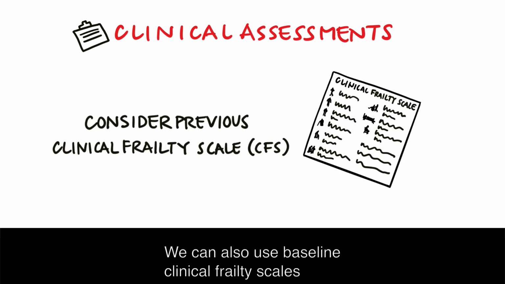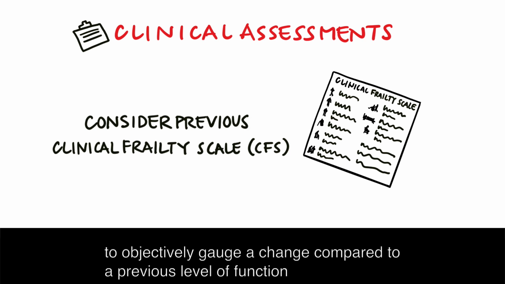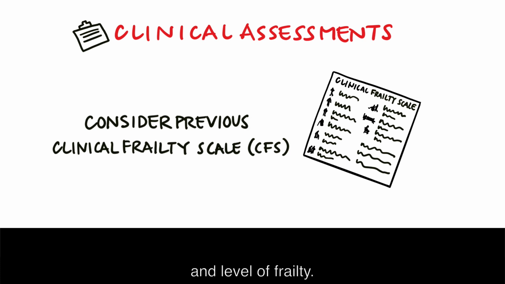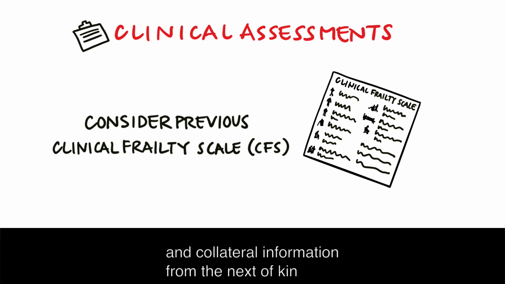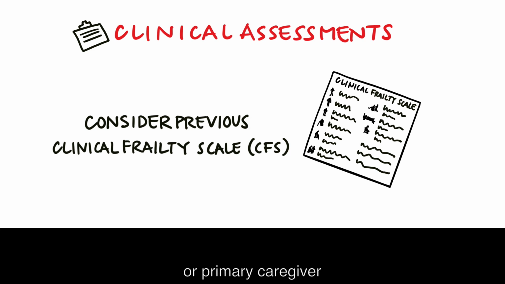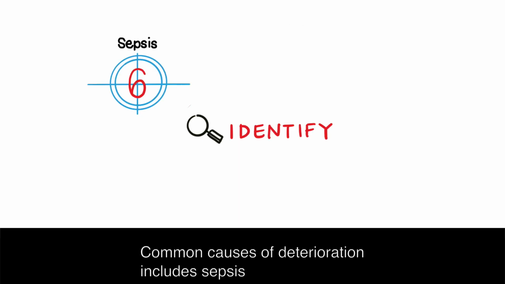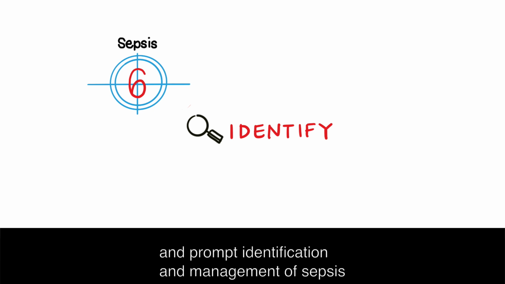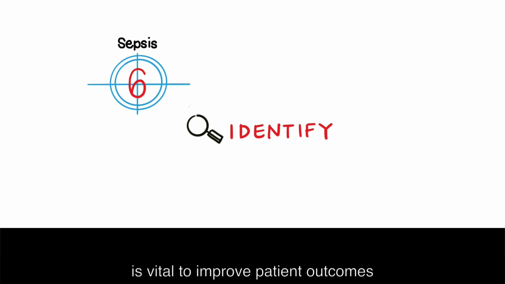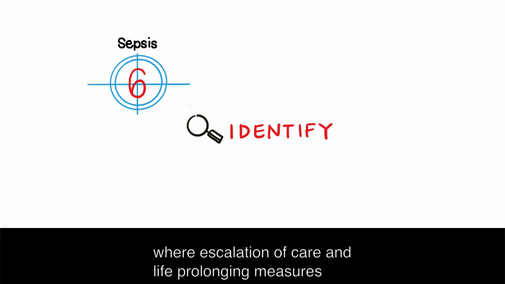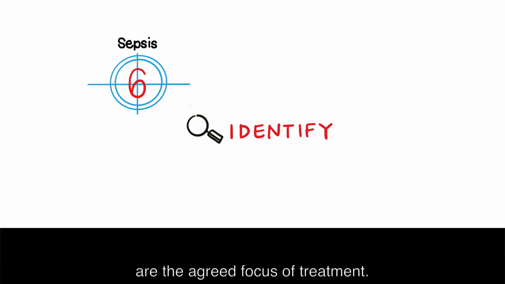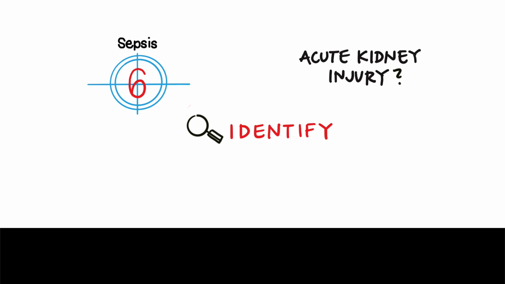We can also use baseline clinical frailty scales to objectively gauge a change compared to a previous level of function and level of frailty. Most importantly, a careful history and collateral information from the next of kin or primary caregiver is a part of a comprehensive frailty assessment. Common causes of deterioration include sepsis, and prompt identification and management of sepsis is vital to improve patient outcomes, where escalation of care and life-prolonging measures are the agreed focus of treatment.